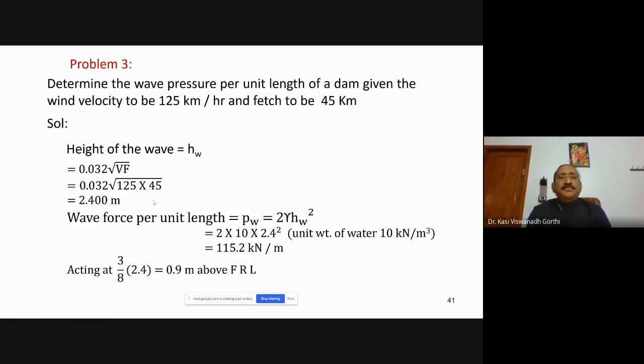Next problem: determine the wave pressure per unit length of a dam given the wind velocity to be 125 kilometers per hour and fetch to be about 45 kilometers. So height of the wave, HW, would be equal to 0.032 into square root of VF. V and F values are given here. Simply substitute, you will be getting the height of the wave HW. Then correspondingly, force due to waves will be equal to 2 into gamma into HW square, which acts at a distance of 3/8 of HW above the FRL. So you will be able to compute the point of application as well as the force.